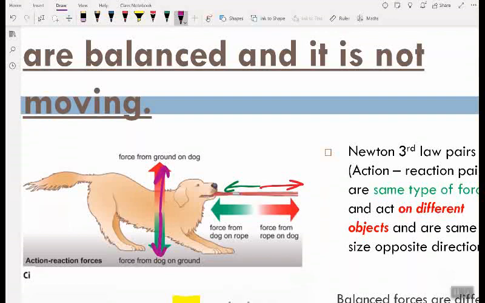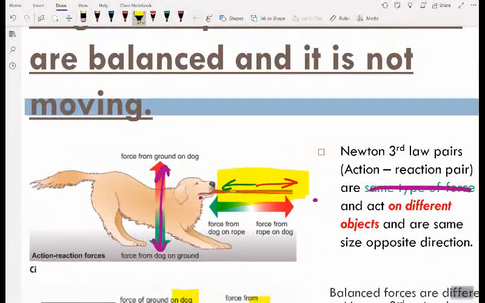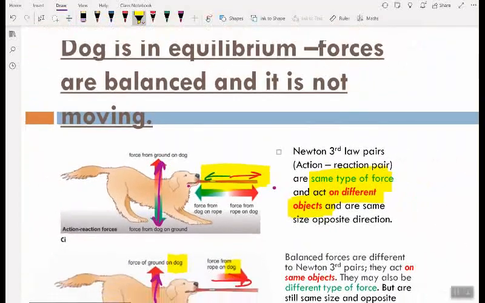And what you should be thinking straight away is, oh well, if they're equal and opposite, why don't they cancel each other out? Well, they're acting on different objects. One's acting on the dog, one's acting on the other person. It's not the same object. They cannot cancel each other out. So Newton's third law forces are always the same type of force, but they act on different objects. Now, if you're finding this quite confusing, if you stick to that rule, you can't go too far wrong with Newton's third law. Okay, so Newton's third law is the same type of force acting on a different object.